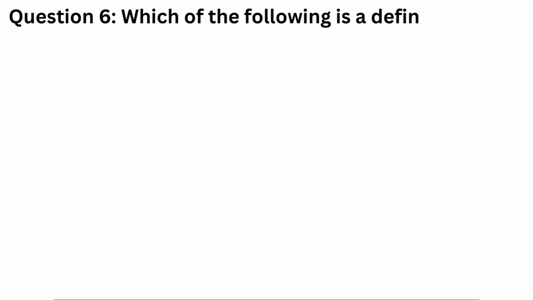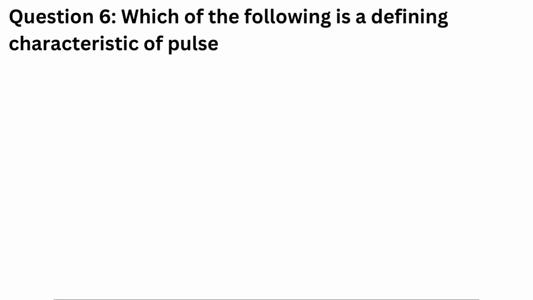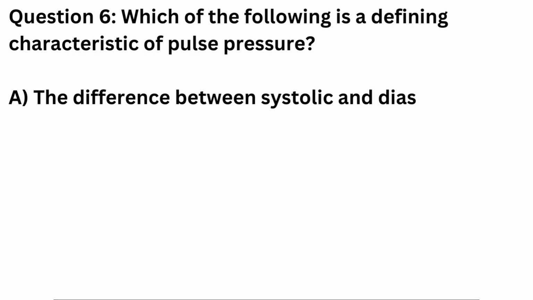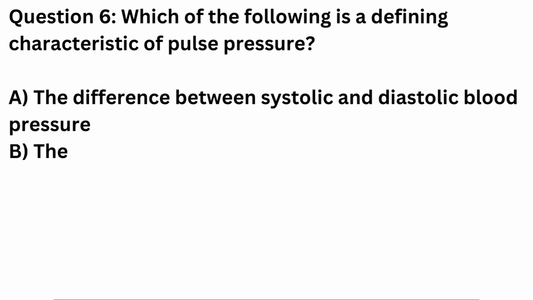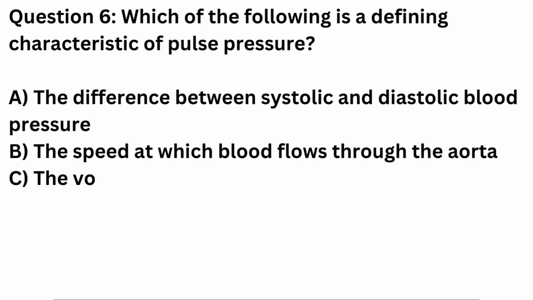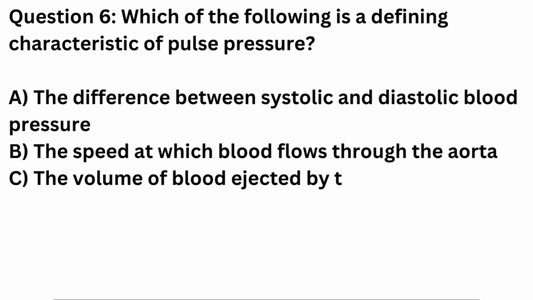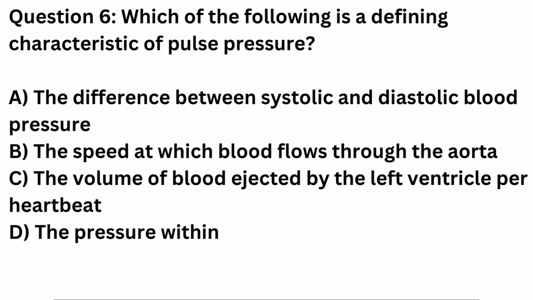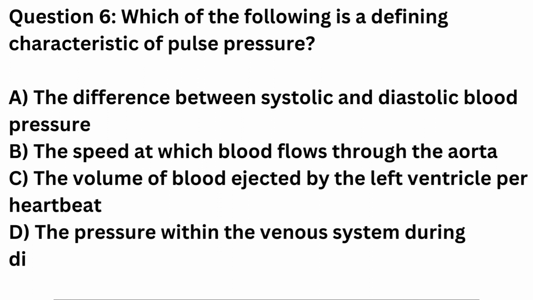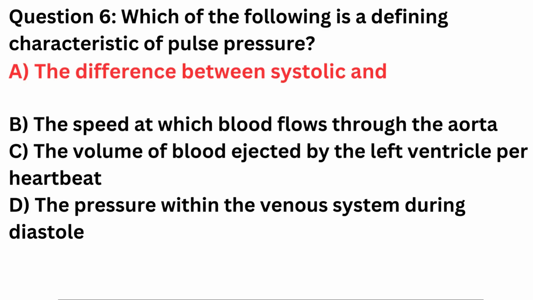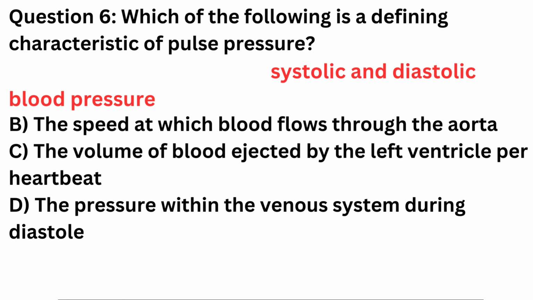Question 6. Which of the following is a defining characteristic of pulse pressure? A. The difference between systolic and diastolic blood pressure. B. The speed at which blood flows through the aorta. C. The volume of blood ejected by the left ventricle per heartbeat. D. The pressure within the venous system during diastole. Correct answer is A. The difference between systolic and diastolic blood pressure.